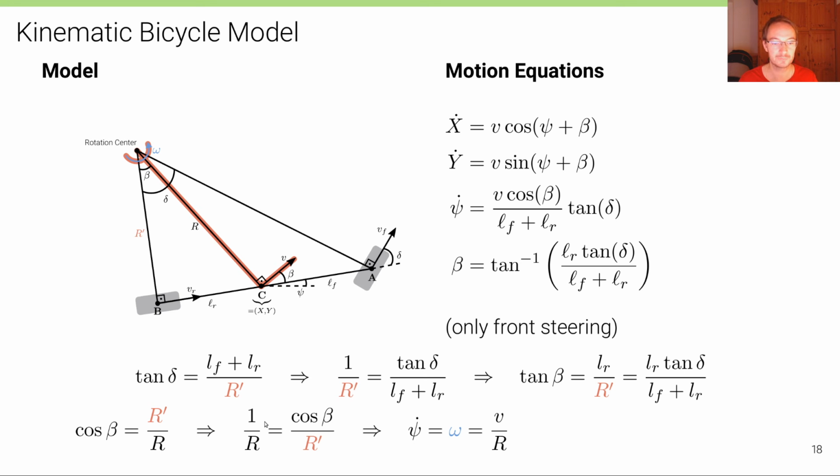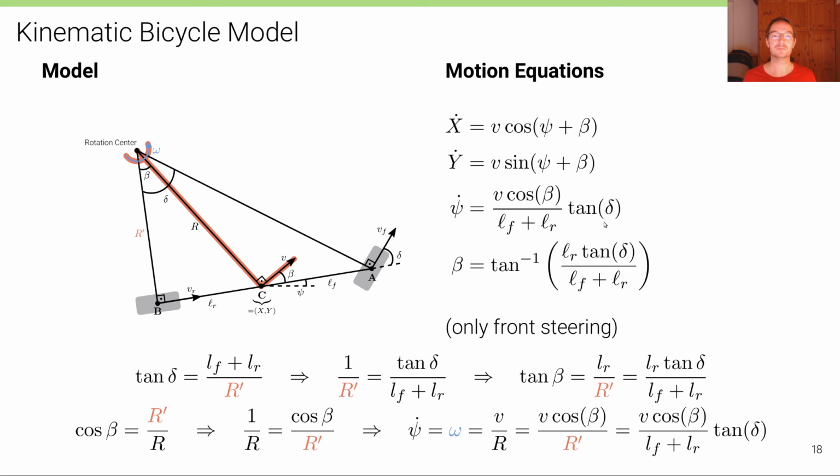Now we have just derived what 1 over r is, so we can plug that in here. So we have v cosine beta over r prime, and now we plug in 1 over r prime, and so we get v times cosine of beta over the wheelbase times the tangent of delta, and that's exactly the expression that we wanted to derive.